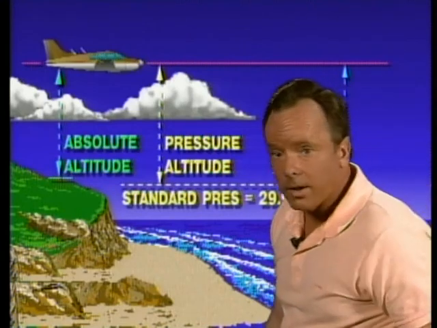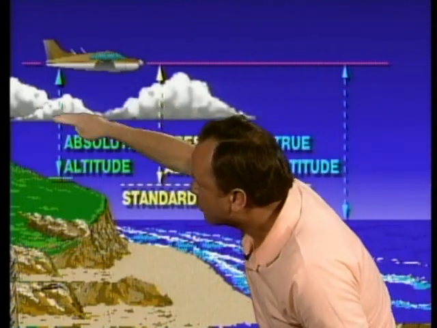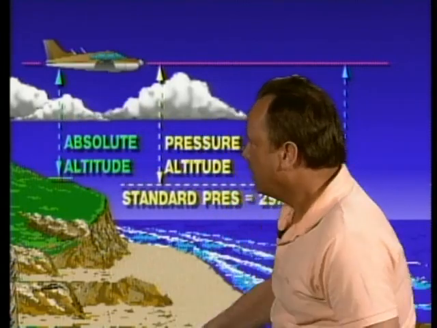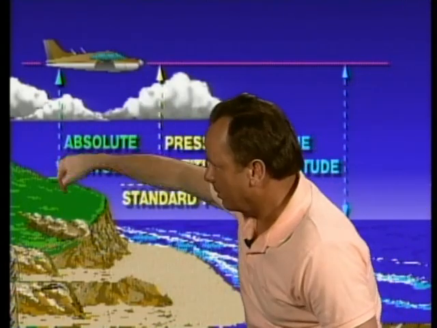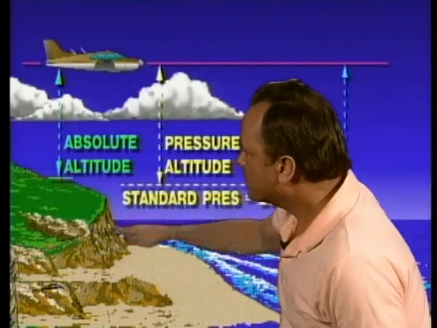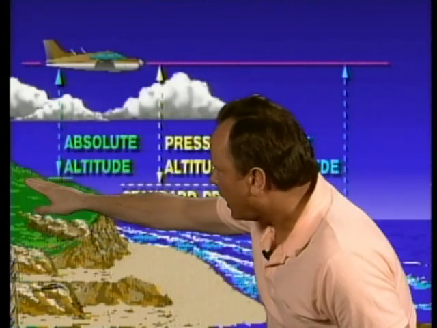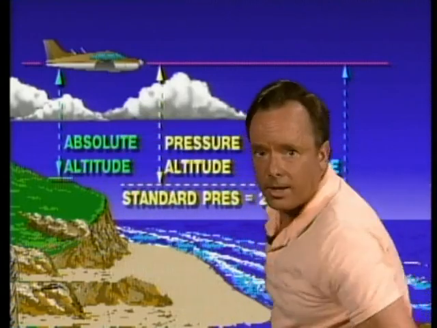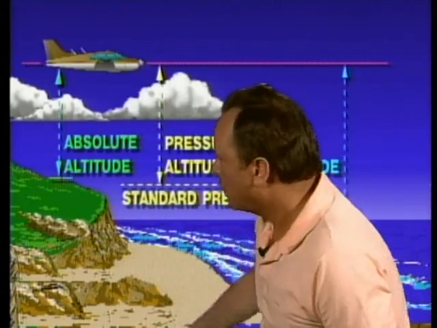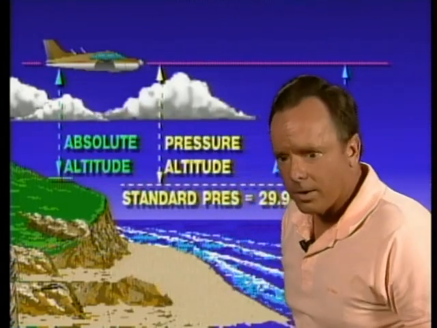Now, absolute altitude is how high you are above the terrain that you're flying over at the time. The terrain goes up and down, and altimeters tell you how high you are above sea level, but not how high you are above the terrain unless you have a radar altimeter shooting a radar beam down. So your absolute altitude is something you normally don't know unless you calculate it. If you know the height of the terrain and you know your true altitude, you can figure out the absolute altitude by subtracting, but that's the only way you would know it. So absolute altitude is the vertical distance of the aircraft above the surface.